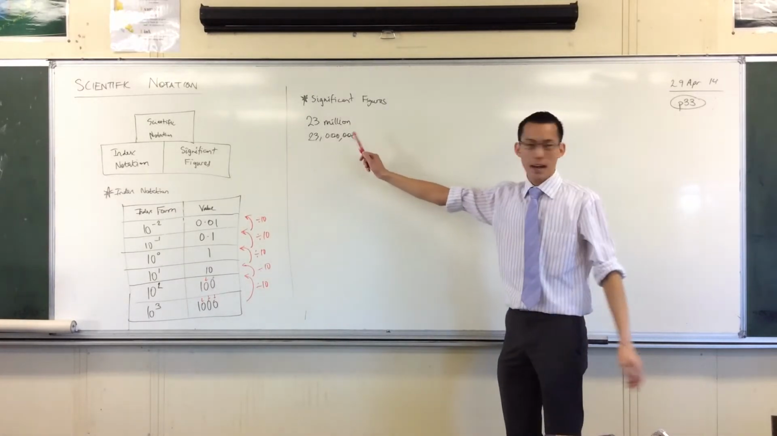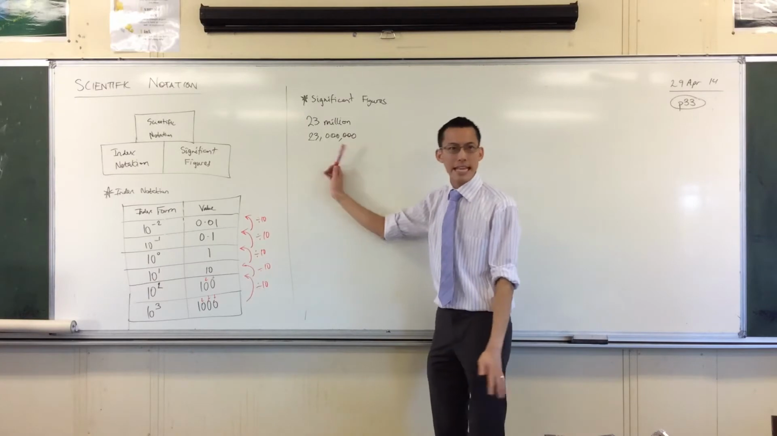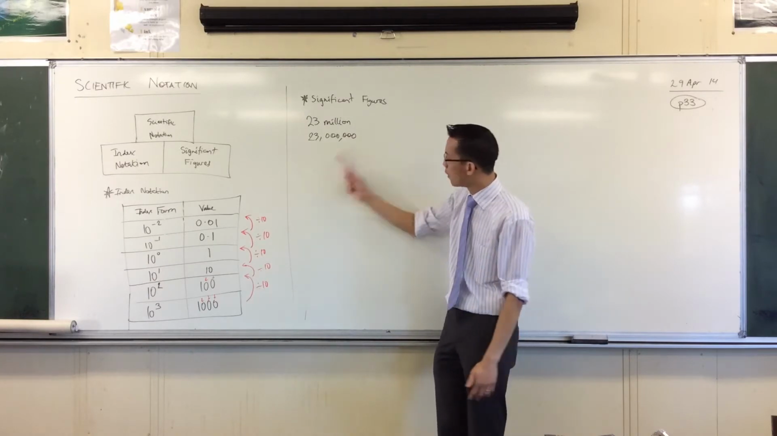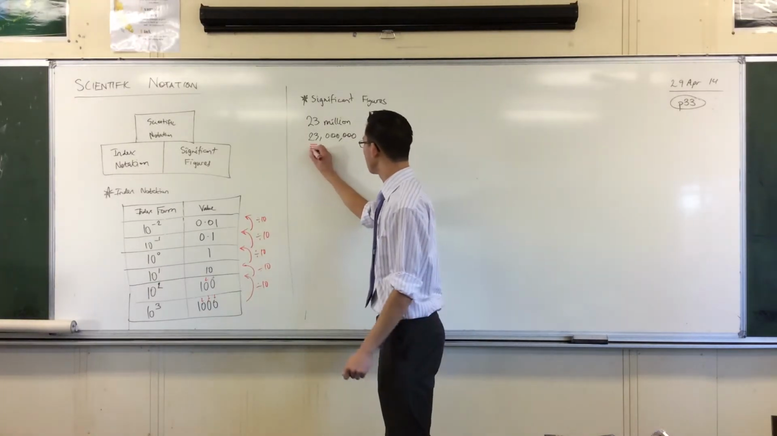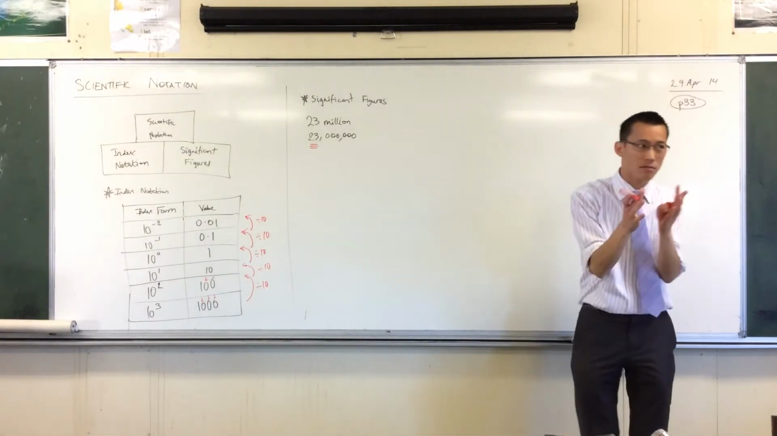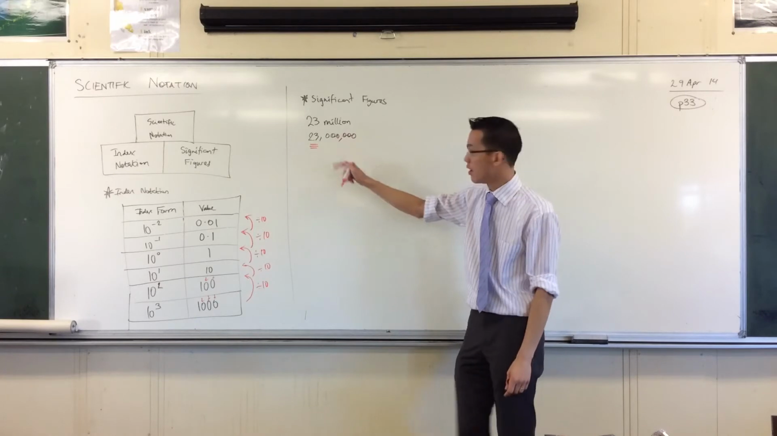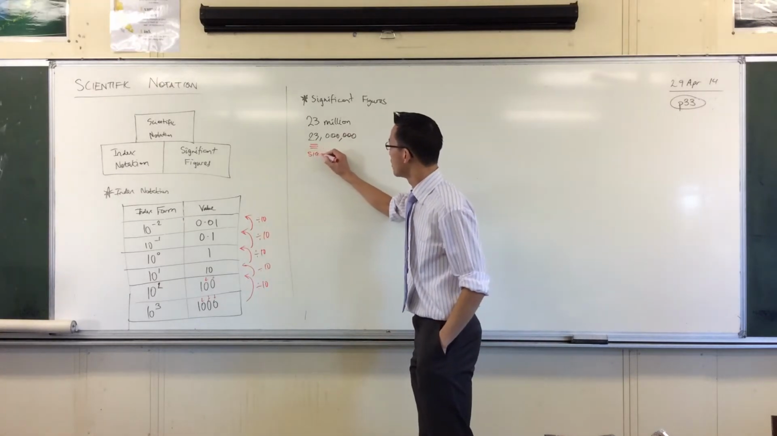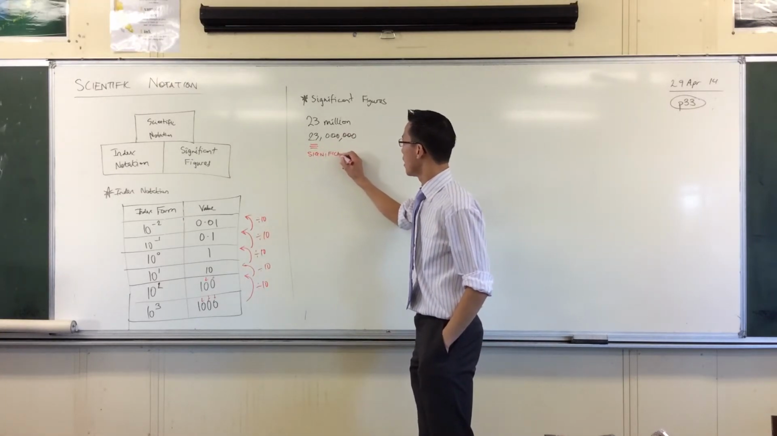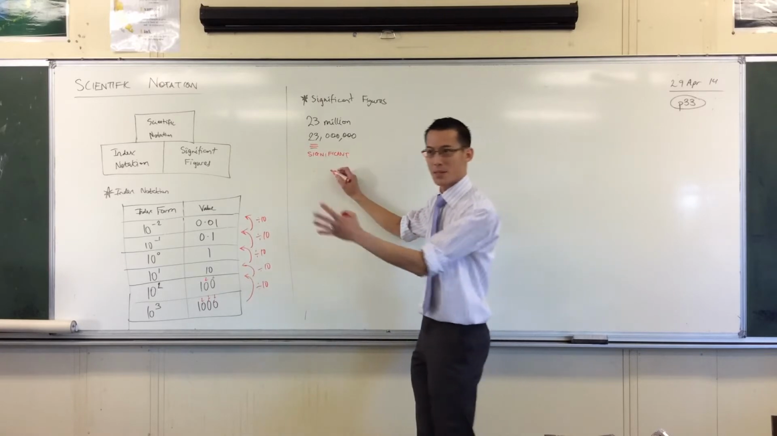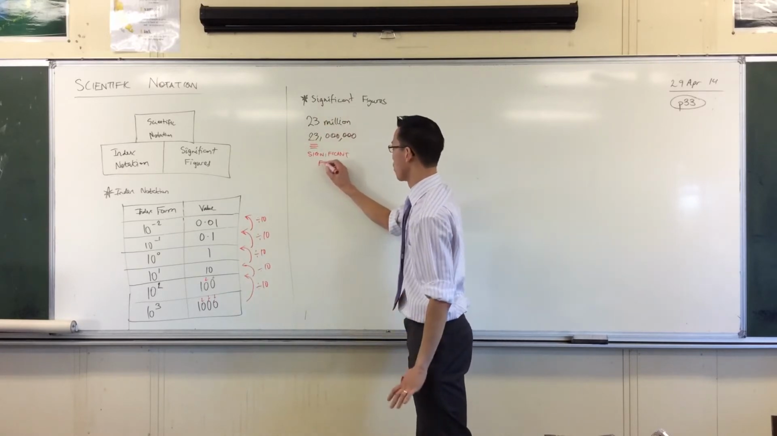Now here's the point. It's not exactly right, but this 23 is accurate. It's not closer to 24 or 22. It's closest to 23. So that's why we call those digits the significant figures. They are the important digits in this number.